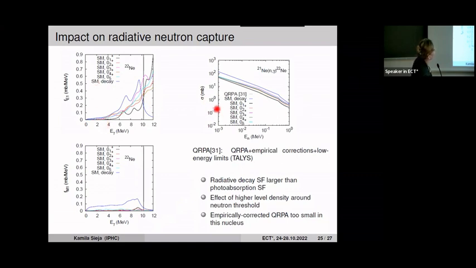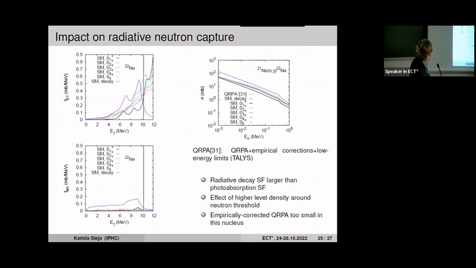It's compared to the results using these QRPA empirically modified strength functions, and you cannot really see them because they overlap with the shell model results for the ground state. On the other hand, if you calculate the real decay of the nucleus in the shell model, you get something that is quite higher with respect to the other strength functions. This is for neon 21 target.